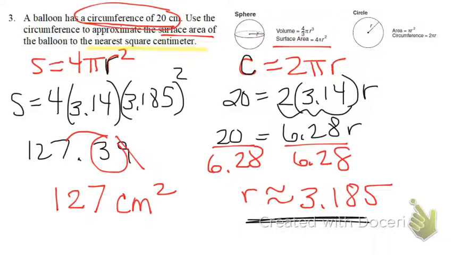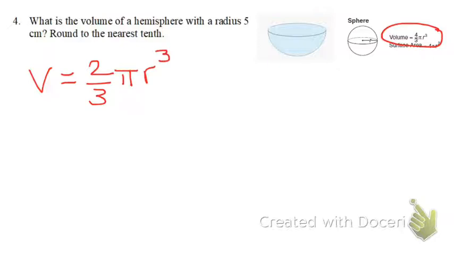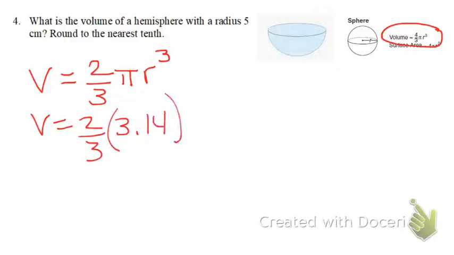Okay, next one. Number 4. Remember, a hemisphere is half of a sphere. So your formula for the volume of a hemisphere is half of this. Well, if this volume is 4/3, the volume of a hemisphere is 2/3 pi r cubed. And hopefully you wrote that down on your reference sheet yesterday. So the volume will be 2/3 times pi, which is 3.14, times the radius, which is 5 cubed.